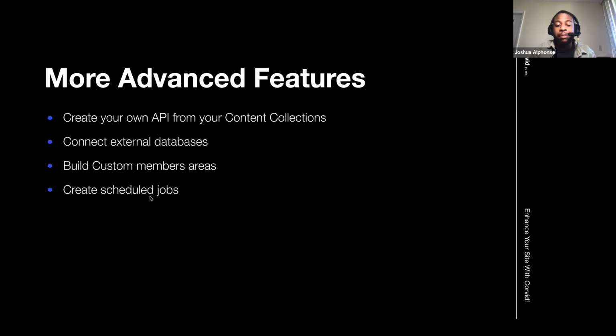You can build a custom members area. So if you're looking for a custom members area to add profiles and have ways for users to send messages to one another, you can create that custom members area with Corvid in combination with our APIs and the content manager. We also have the ability to create scheduled jobs. So if you have certain functions that you're creating in Corvid, you can actually schedule them to work during certain times of the day, certain times of the year, the month. No matter how you code it, you can customize it.